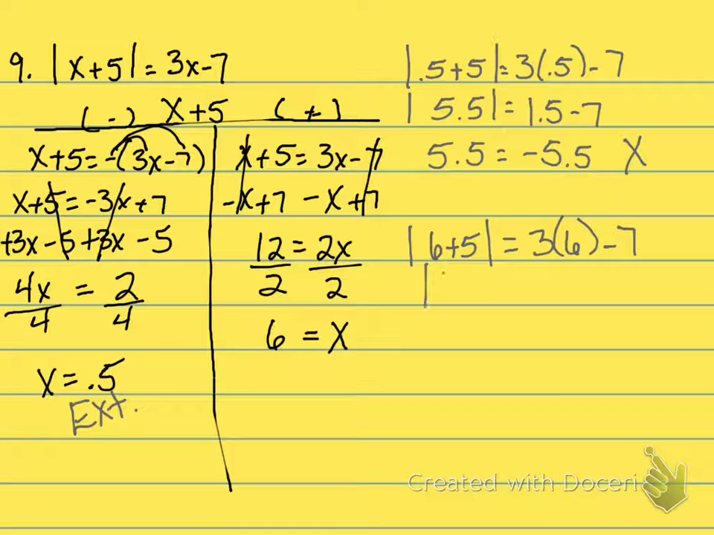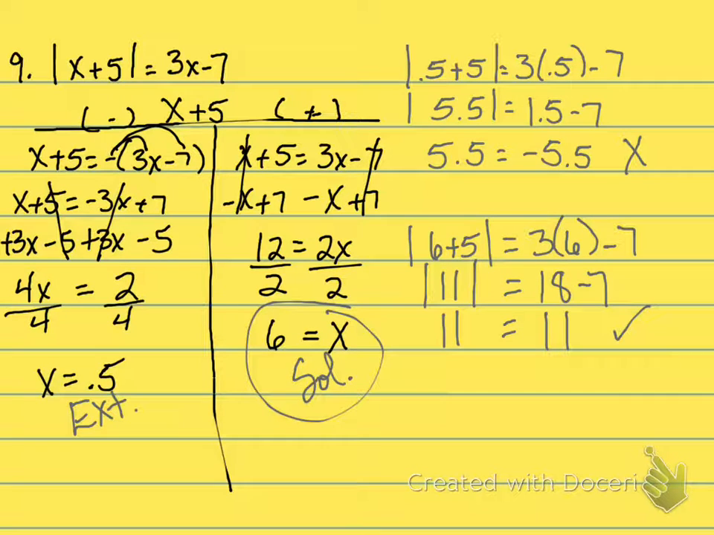So I take the absolute value of 6 plus 5 and set that equal to 3 times 6 minus 7. I end up with the absolute value of 11 is equal to 18 minus 7. The absolute value of 11 is 11. 18 minus 7 is 11. So 11 equals 11 is a true statement. So x equals 6 is our solution.